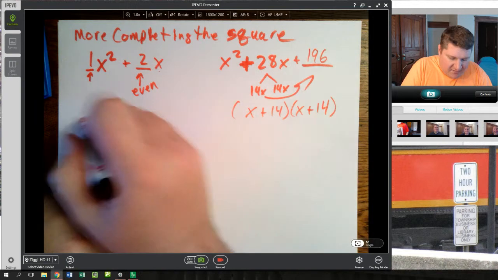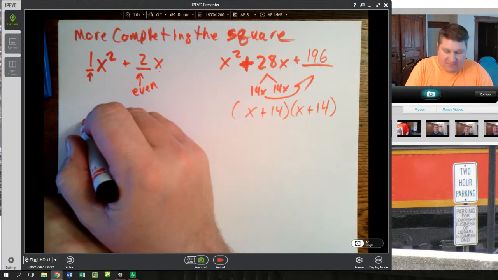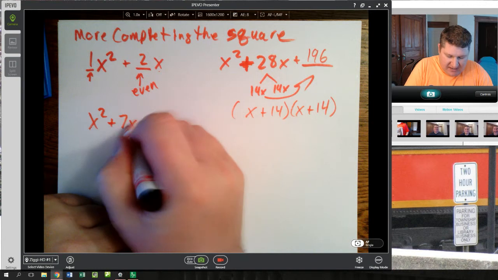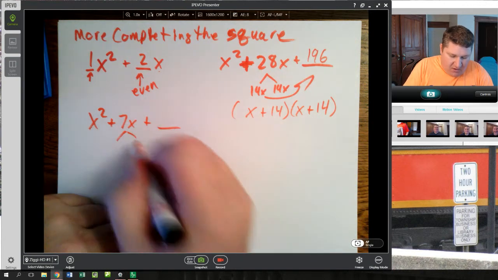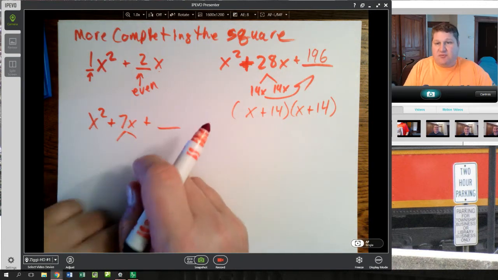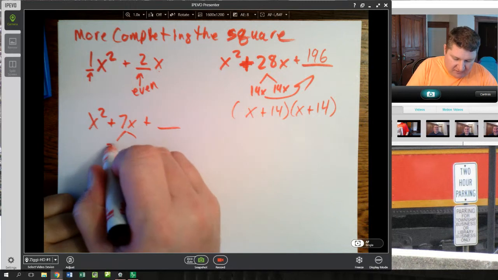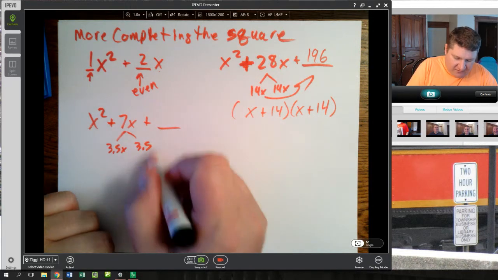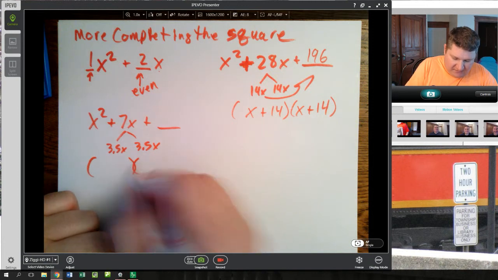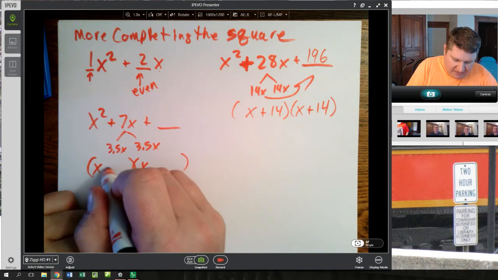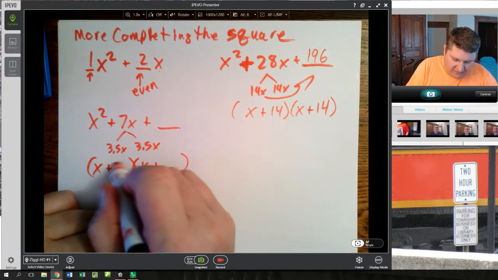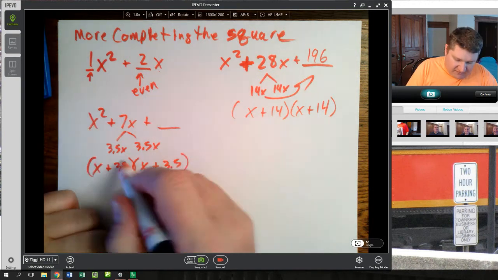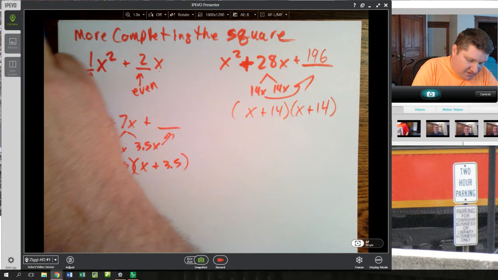If that number in the middle is not even, let's say we have x squared plus 7x plus blank, well, unfortunately, nothing breaks it in half very nicely. 3.5x and 3.5x. And then so I have this, I got x, and I got plus 3.5 and 3.5, but 3.5 times 3.5 is going to be ugly.